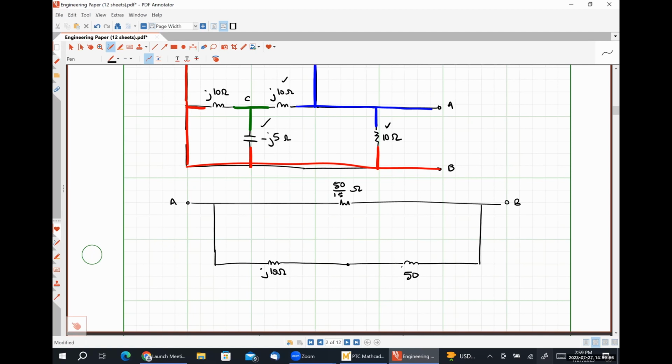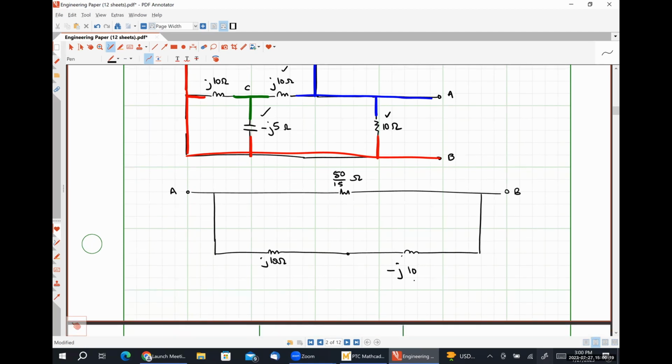So 50 over j5, and that's going to be the same thing as negative j5, and 50 over 5 is simply 10. Let me throw that into my calculator just to make sure, because that seems to have worked out perfectly for me, but I could be right.